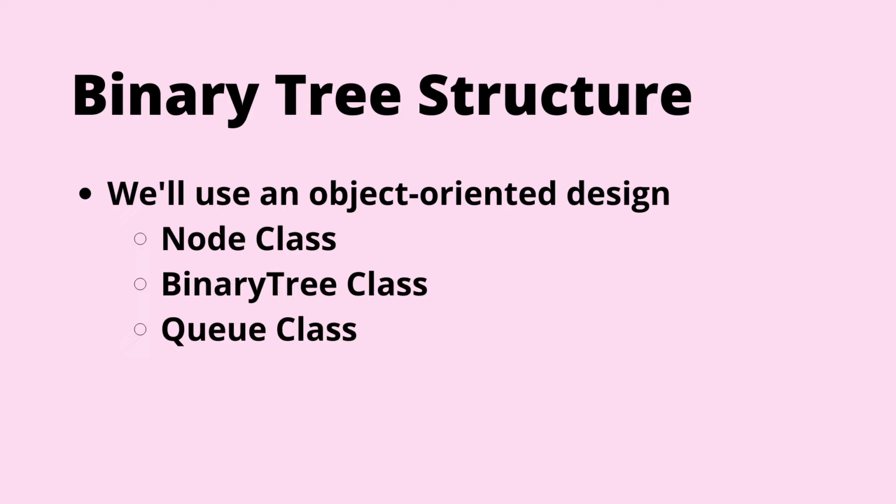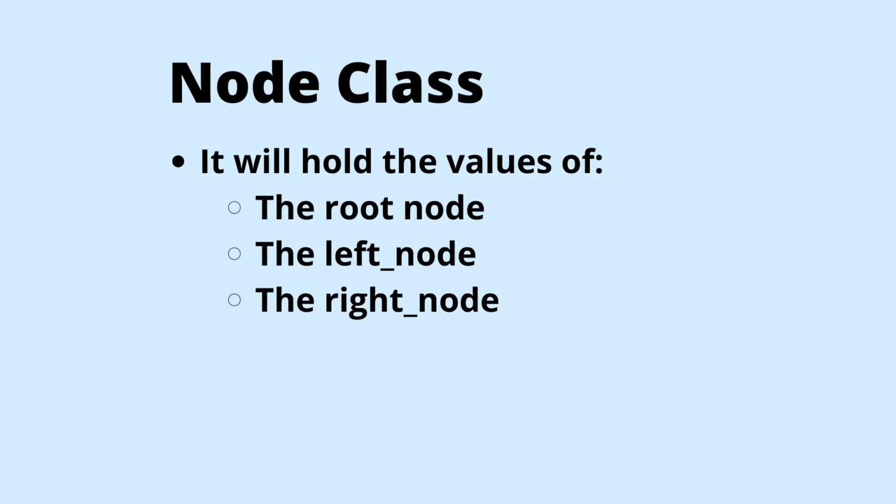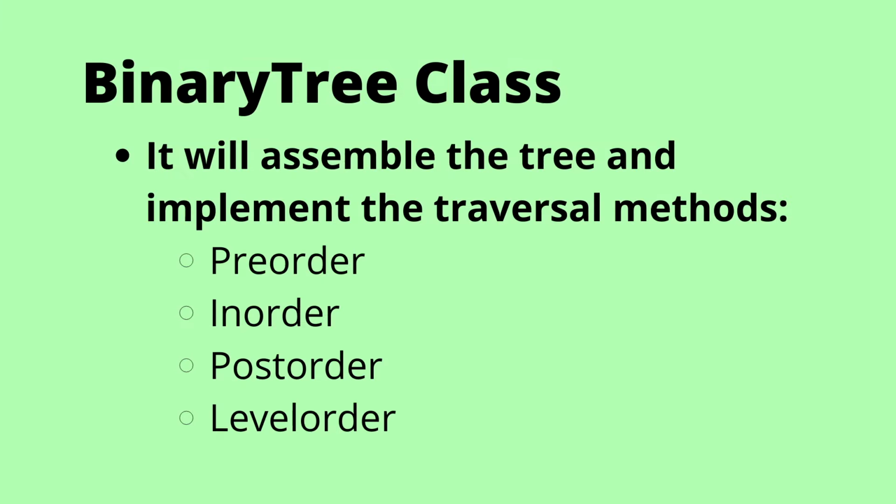There's a node class, a binary tree class, and a queue class. The node class will have a very simple design. It'll have the root node, the left node, and the right node. Most of the work will be carried out by the binary tree class. It will assemble the tree and implement the traversal methods: preorder, inorder, postorder, and levelorder.